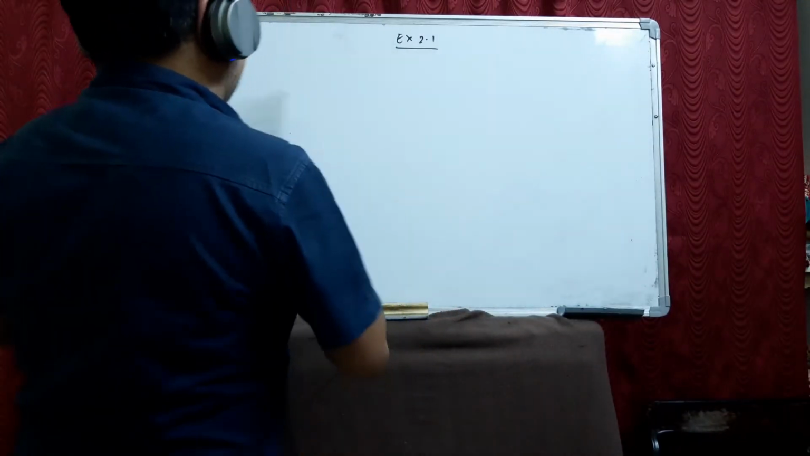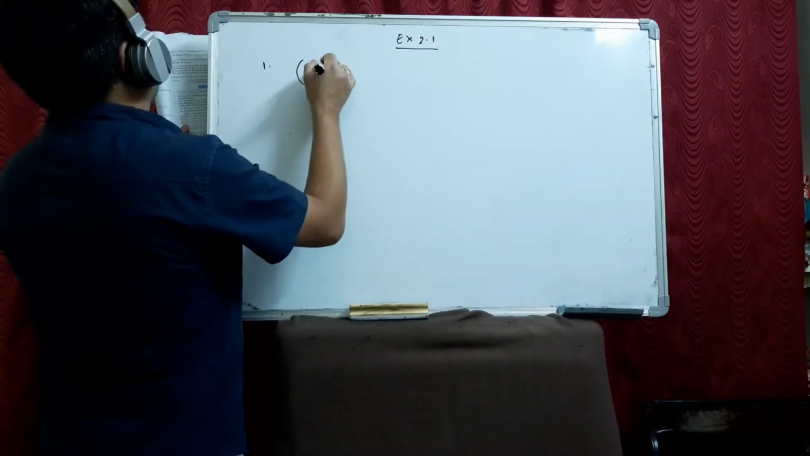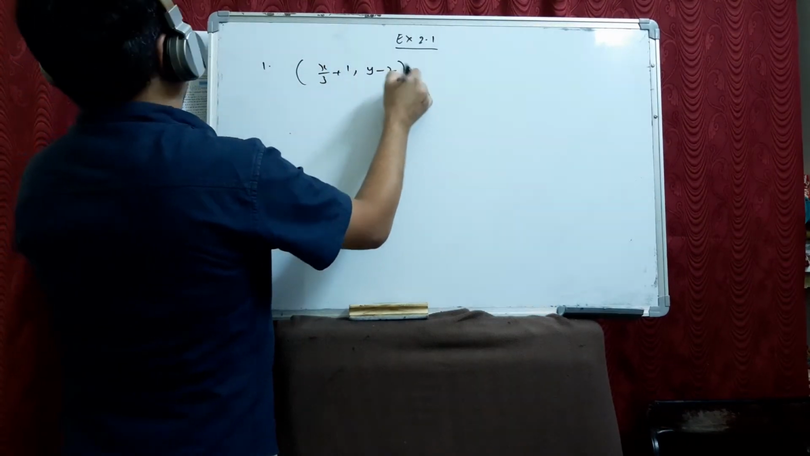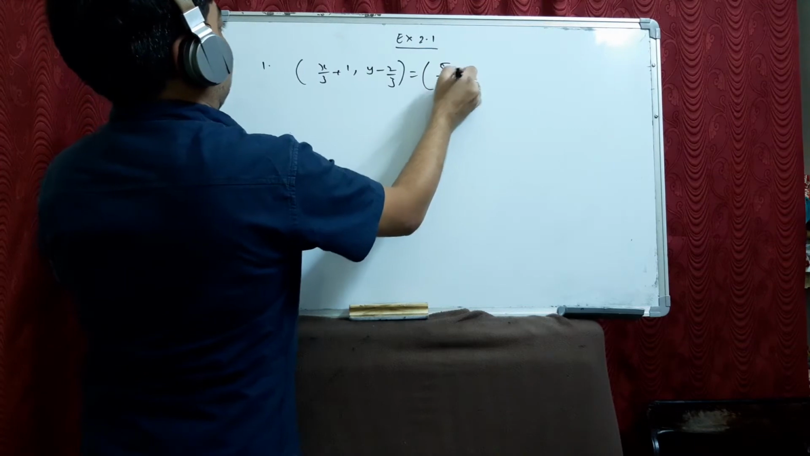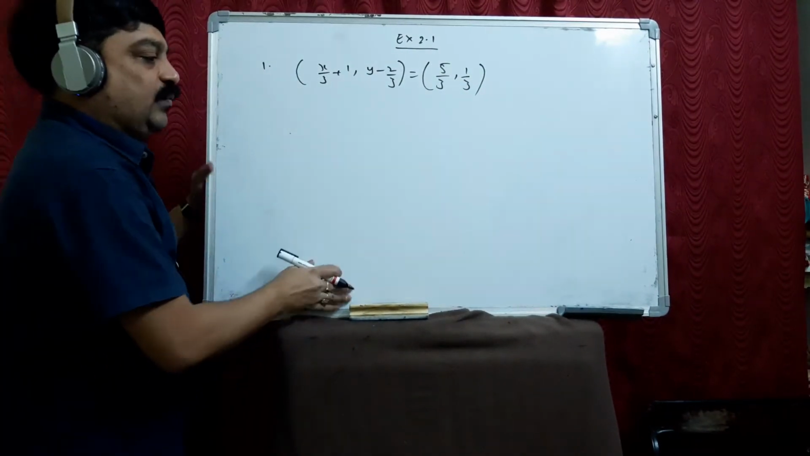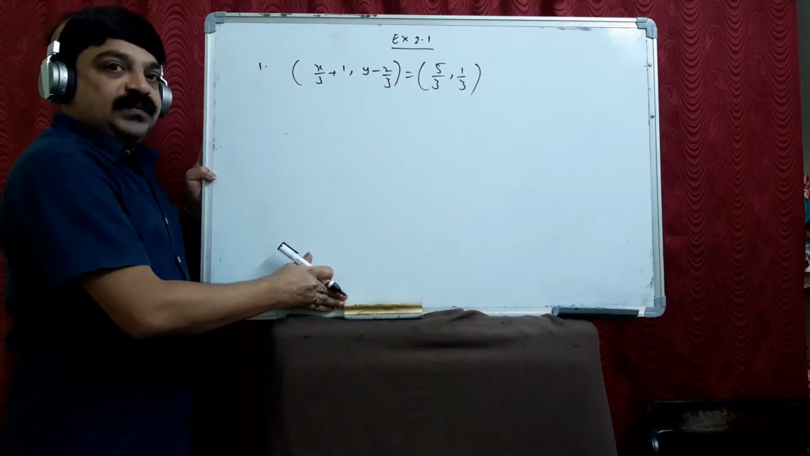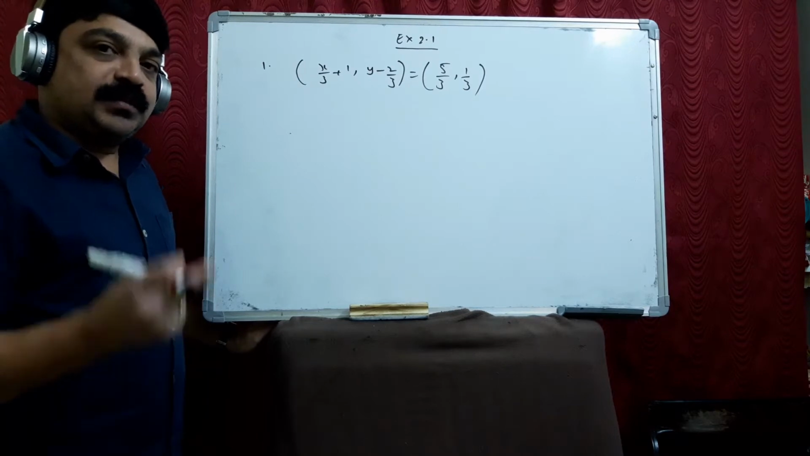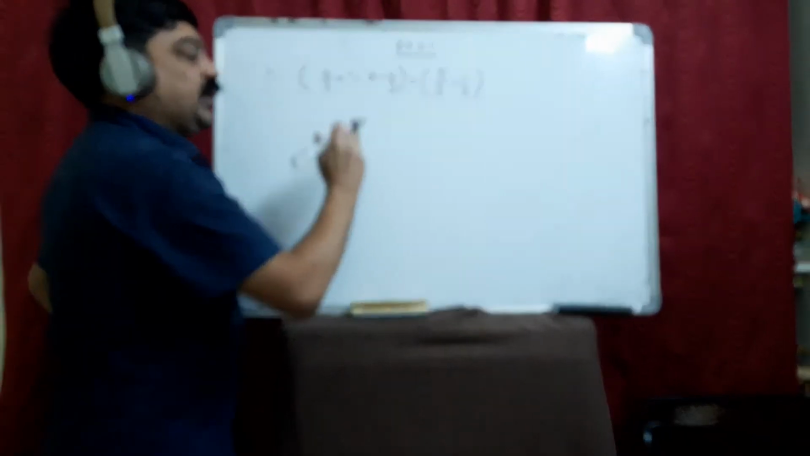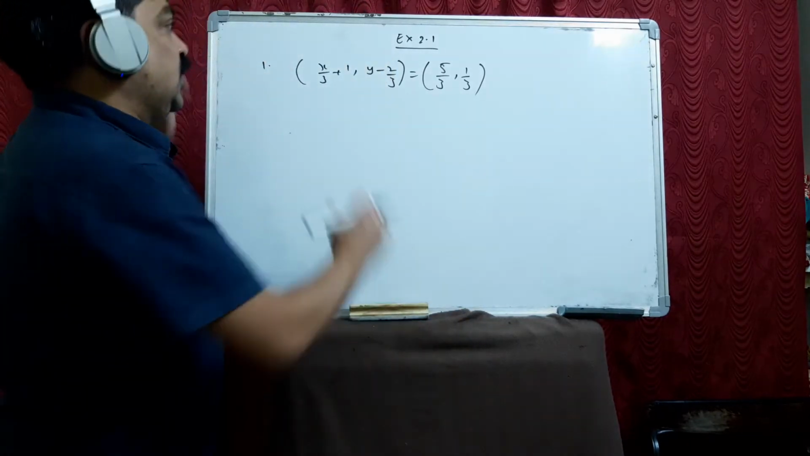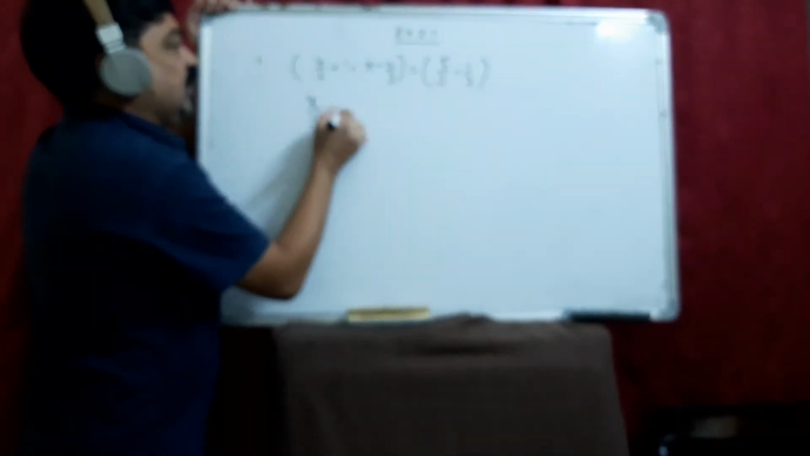Okay, let us start exercise 2.1. See the first question. They have given: x by 3 plus 1 comma y minus 2 by 3 is equal to 5 by 3 comma 1 by 3. I told you just now, when ordered pairs are equated, we should equate the abscissa and the abscissa. Abscissa means the first coordinate. The x coordinate is called abscissa and the y coordinate is called ordinate.